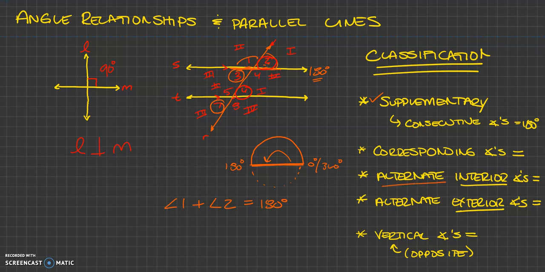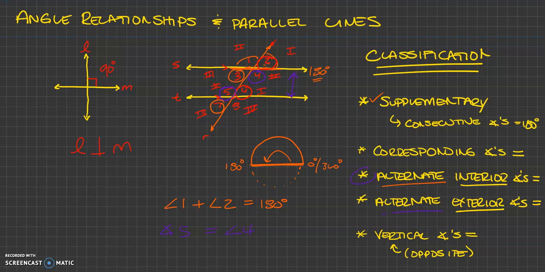Alternate interior angles. All right, alternate interior. Angles 5 and 4 are equal to one another. So we could say that angle 5 equals angle 4. Why? Because they are alternate interior angles. And what we mean by that is they're on the interior. They are inside the two parallel lines, but they're on alternating sides of the transversal. 3 and 6 would also be alternate interior.